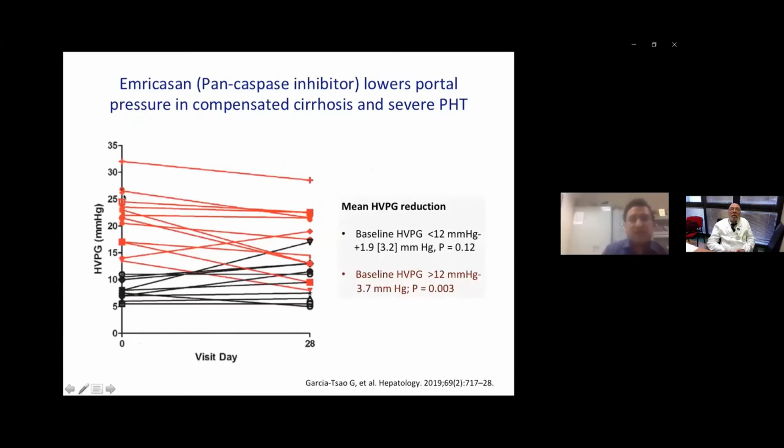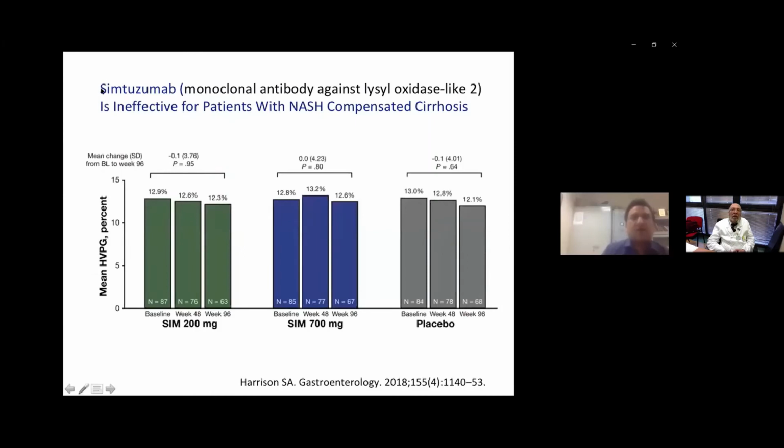A recent study has shown that the use of a pan-caspase inhibitor like Emricasan for 28 days shows a marked reduction of the HVPG in patients with compensated cirrhosis and portal hypertension with baseline HVPG of more than 12. So this is a surrogate endpoint of clinical efficacy. In those patients with compensated cirrhosis with HVPG of more than 12, Emricasan is effective in reducing the portal pressure. However, Simtuzumab, which is a monoclonal antibody against LOXL2, is ineffective in patients with NASH-related compensated cirrhosis. There is no marked reduction in the HVPG, even after a follow-up of 2 years with the various doses and schedules of Simtuzumab.